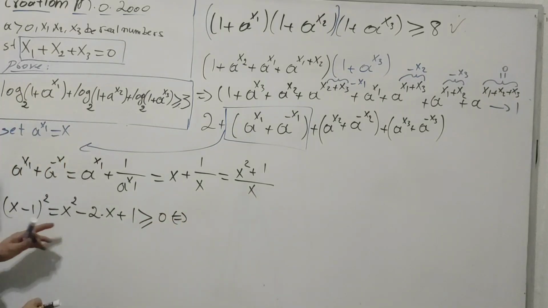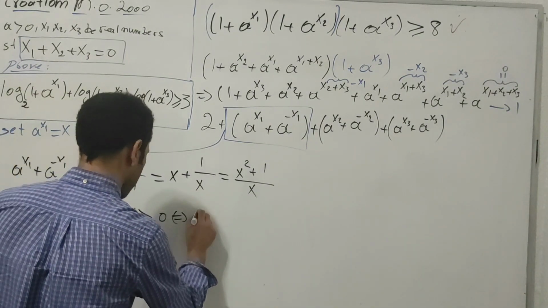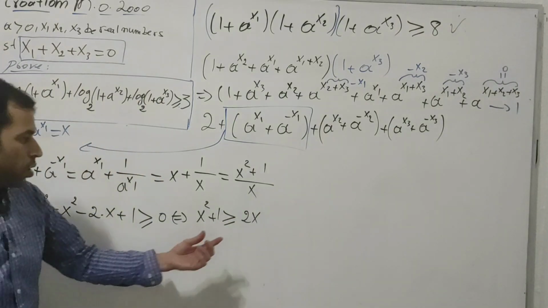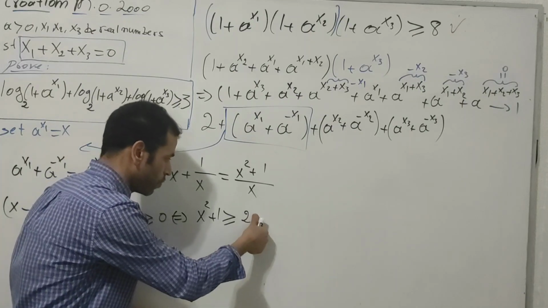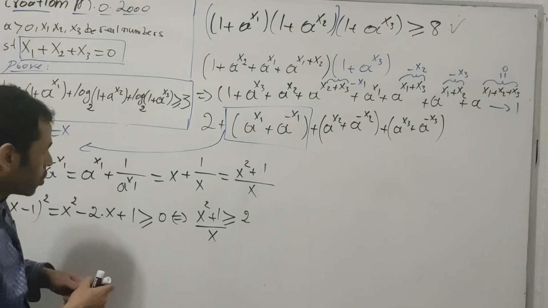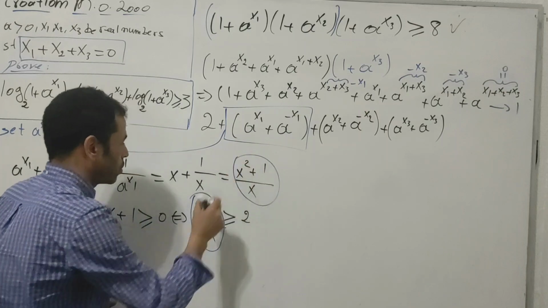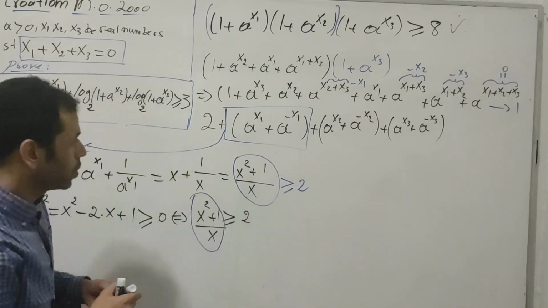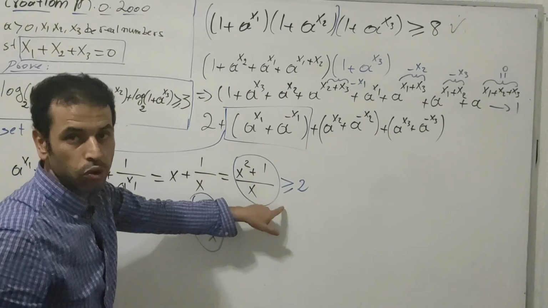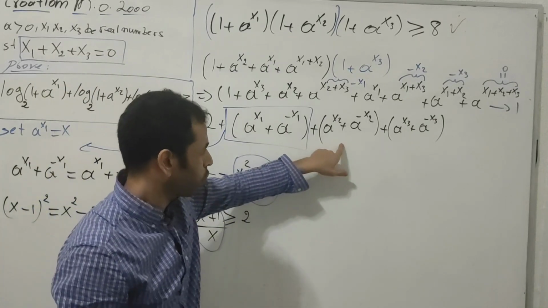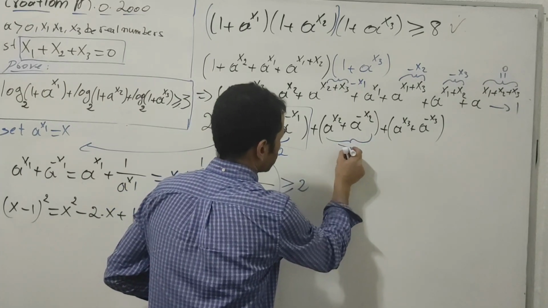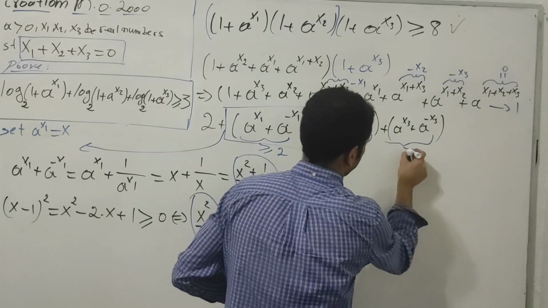Now I'm going to move 2X to the right hand side of this inequality. I get X squared plus 1 is superior or equal to 2X. Now I'm going to divide both sides by X. I'm going to take this X from the right hand side and put it underneath this one, so this is superior or equal to 2. That means this term which I have here is superior or equal to 2. This argument follows similarly for this term and this term. I already found this term is superior or equal to 2, this one is also superior or equal to 2, and this one is also superior or equal to 2.